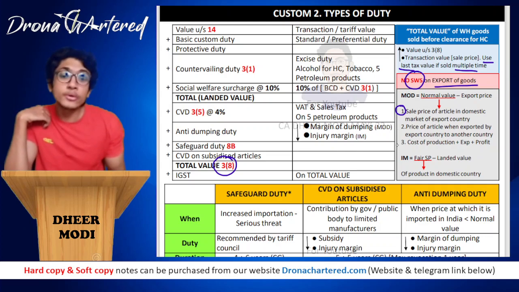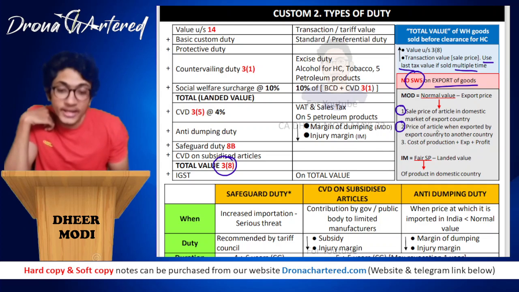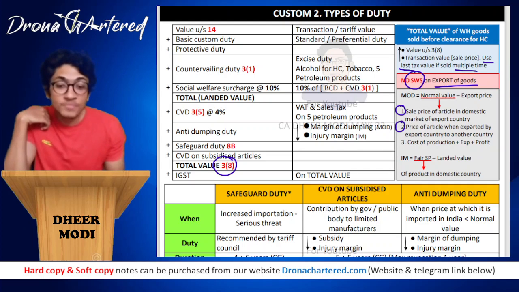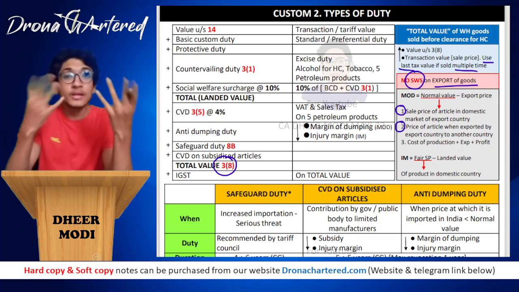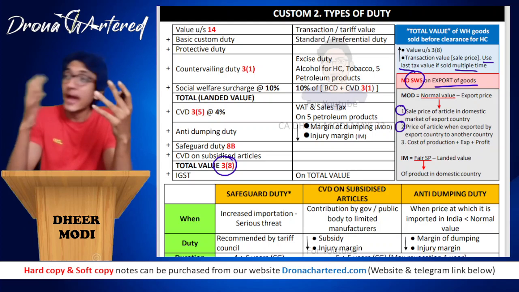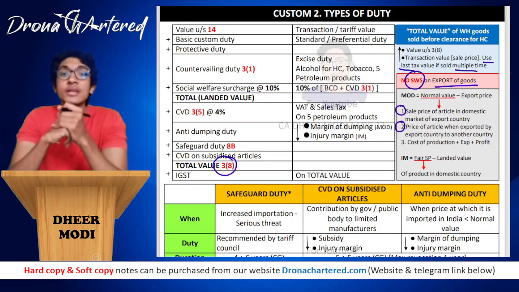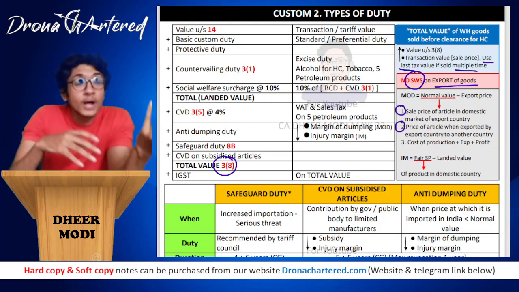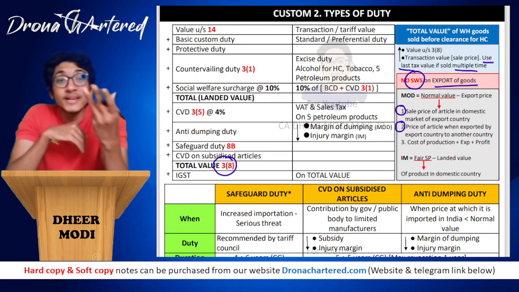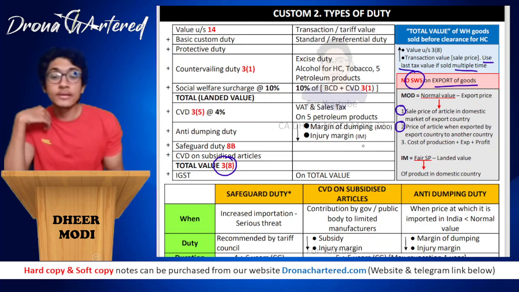If you are not able to determine that, you will use your second method, that is the price of the article when exported by the export country to another country. That means if you are not able to find the price at which they sell within their own country, or for example, if they do not sell it in their own country at all, in such a case, what do you do? You will check, boss, to other countries, what price do you charge? That is your second option.